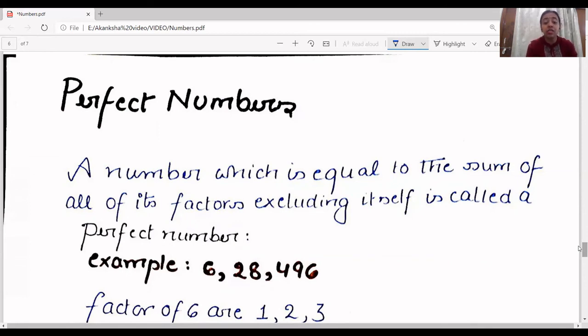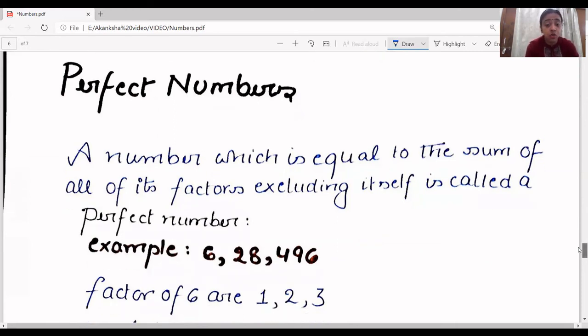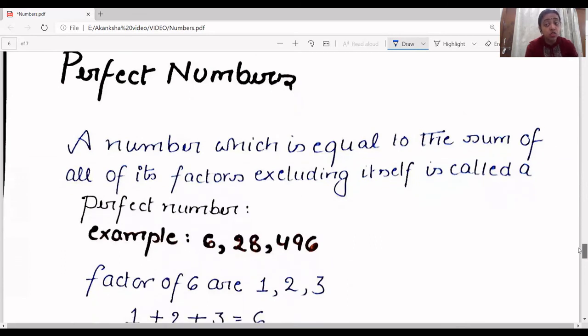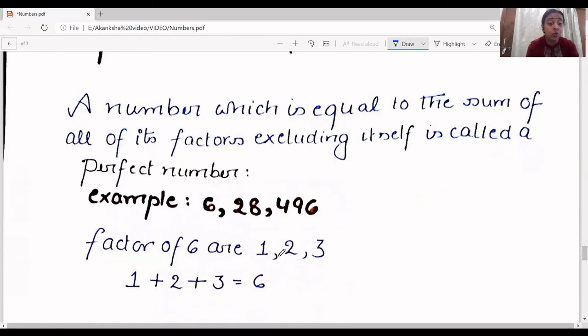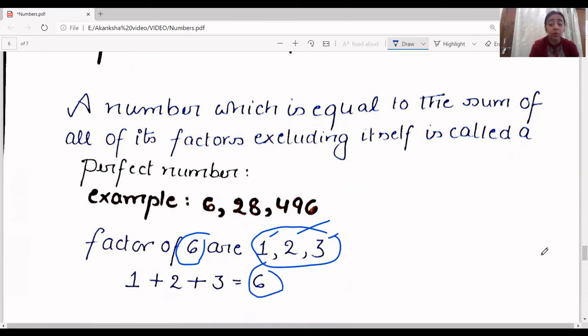Talking about 6. When you talk about factors of 6, the factors of 6 are 1, 2, 3, right? So 1 plus 2 plus 3 gives me 6. So a number which is equal to the sum of its factors is called a perfect number. When you sum these factors, you actually get 6. So 6 is a perfect number.